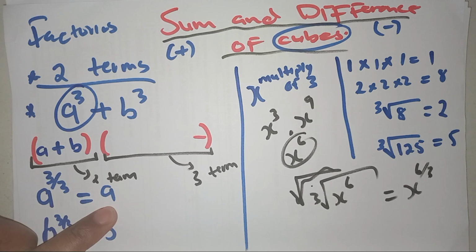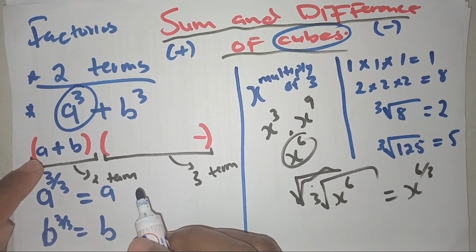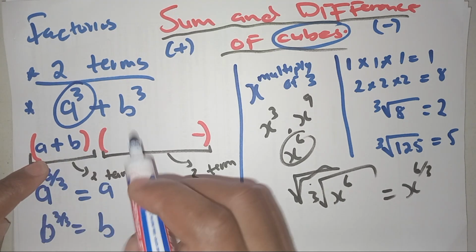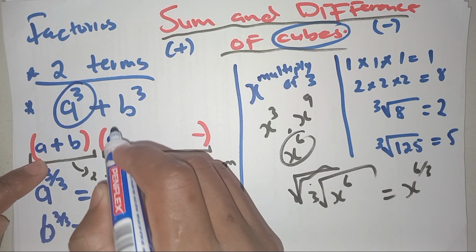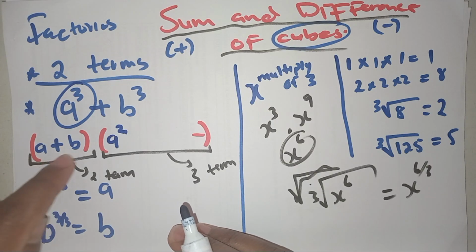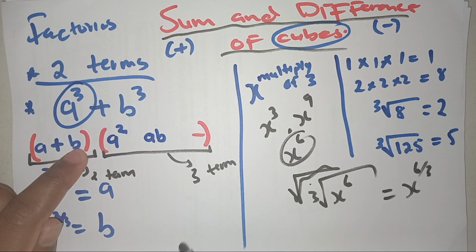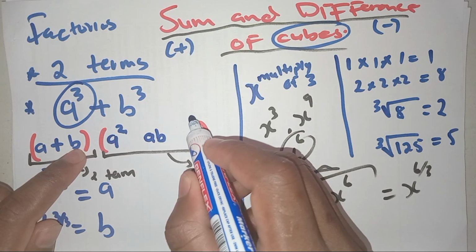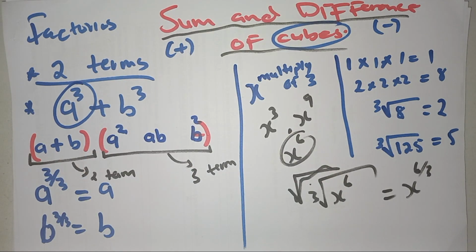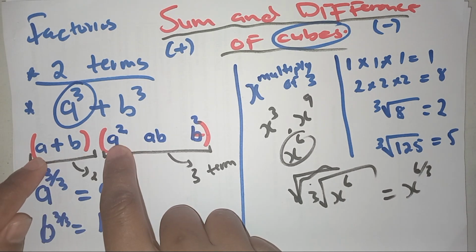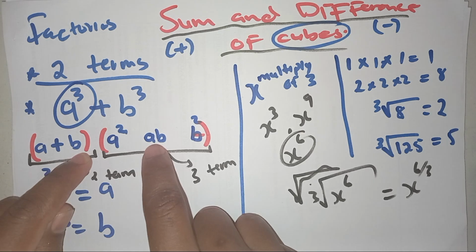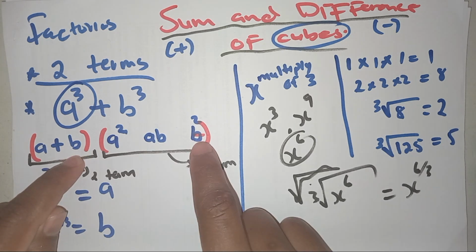And then how do you work this out? You first start by saying a times a, and it's going to be a squared. You say a times b, it's going to be ab. You say b times b, it's going to be b squared, right? So this is how you do it. A times a, you write it here. A times b, you write it here. B times b, you write it here.